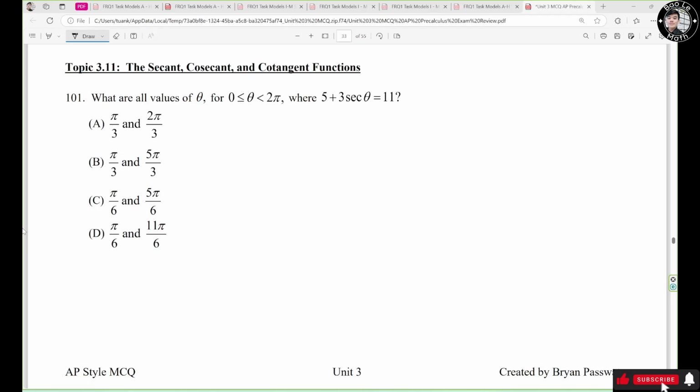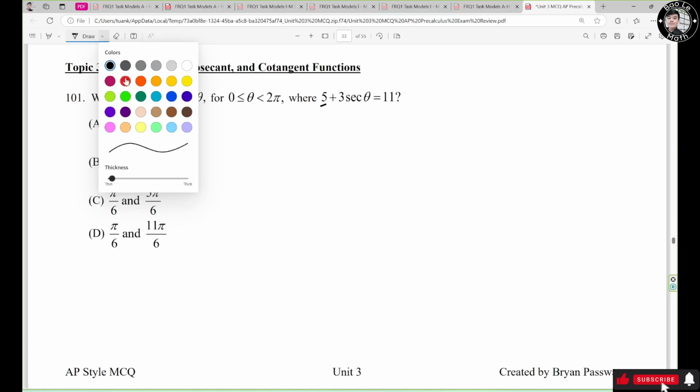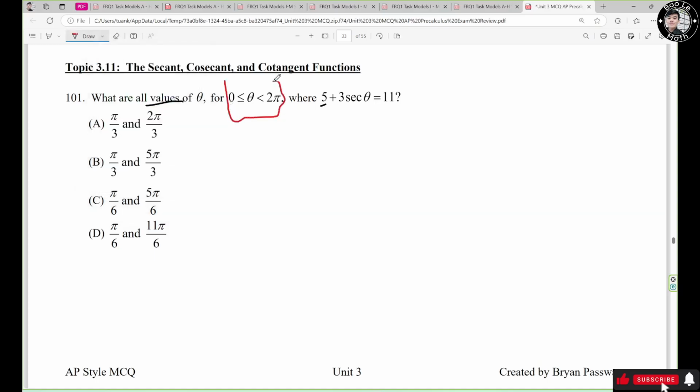Hello everyone, in this video we're going to review AP Precalculus Topic 3.11, the secant, cosecant, and cotangent functions. Alright, question 101. What are all values of theta such that 5 plus 3 secant theta equals 11 within the domain 0 to 2 pi?